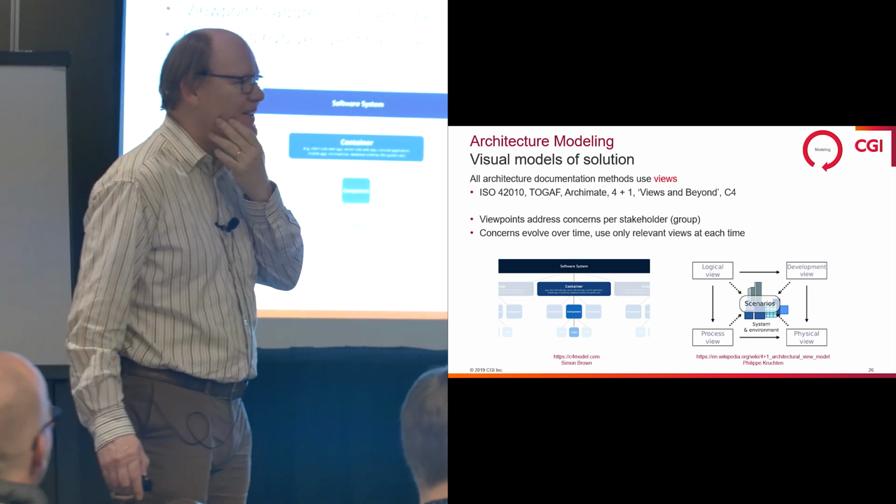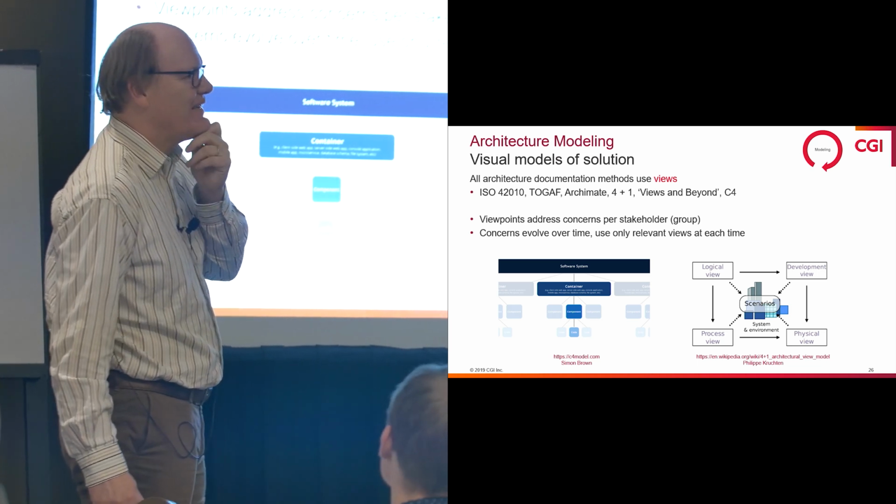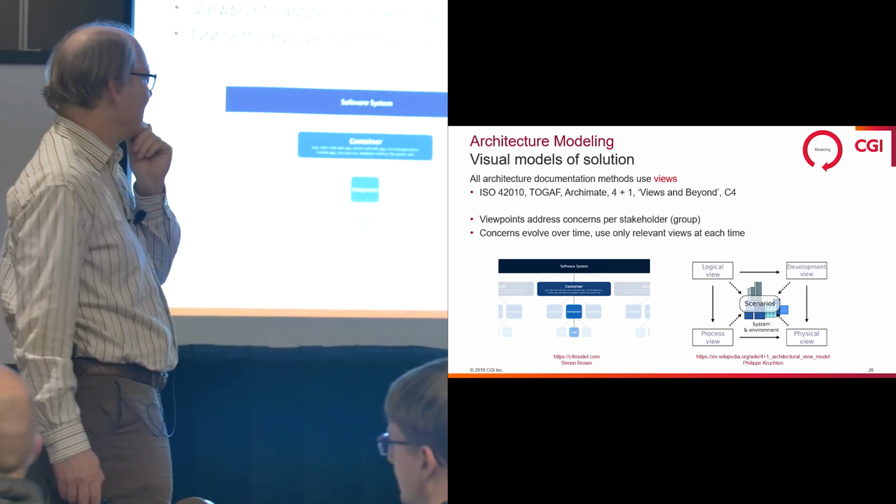UML? UML. Sequence diagrams, class diagrams. Some of the things in there, but not all of them. Okay, selective application.